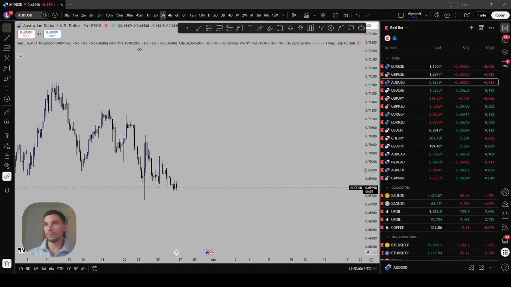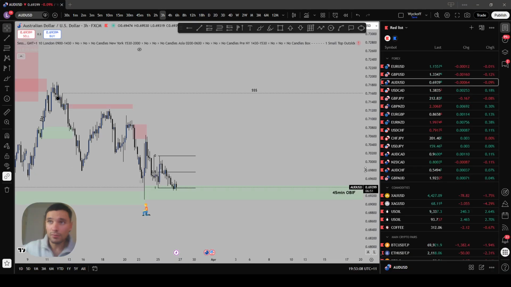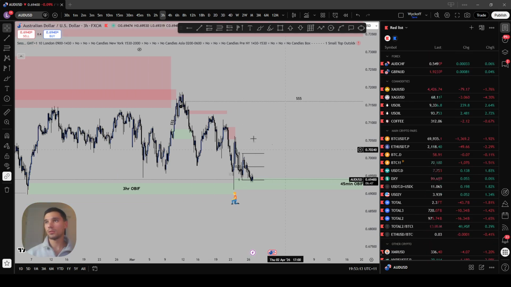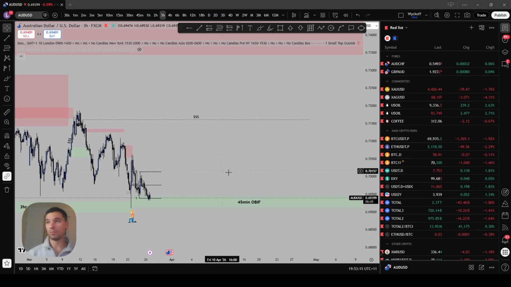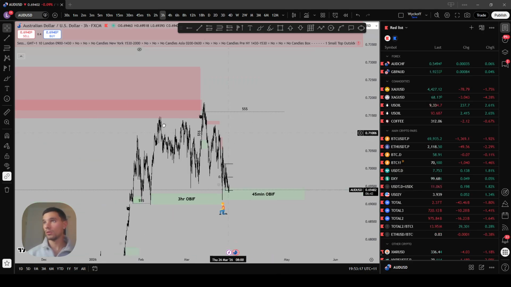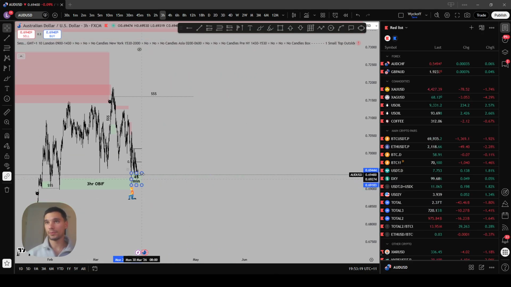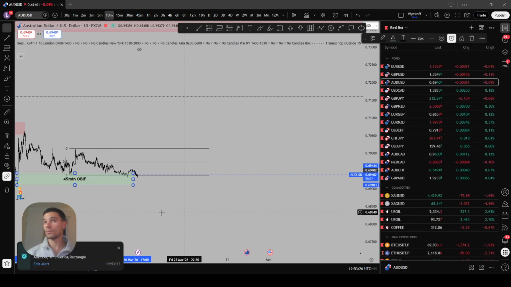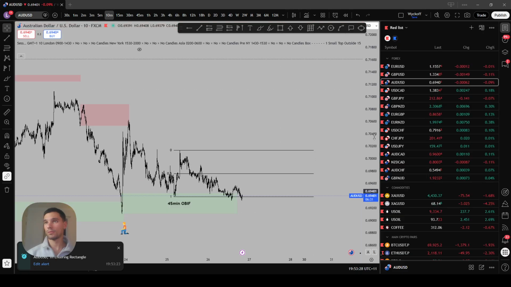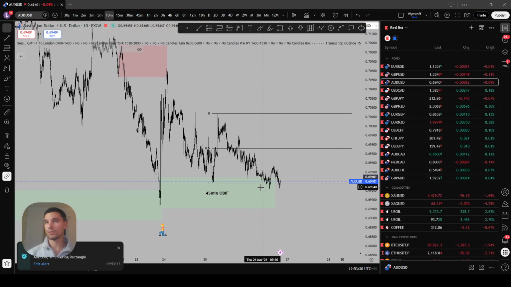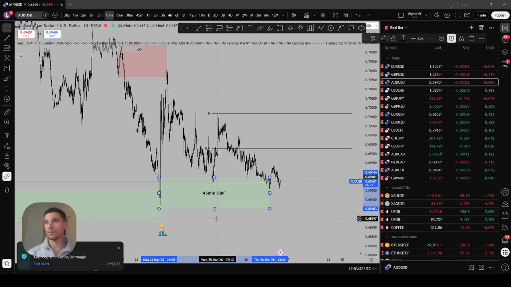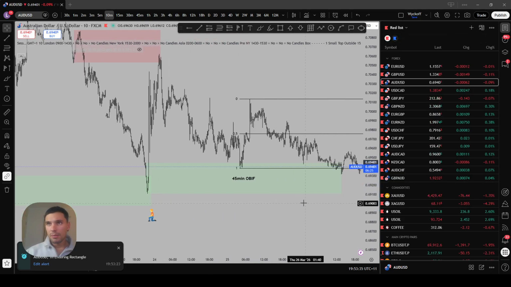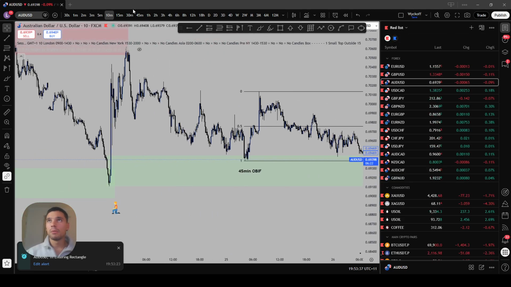AUD USD. Same thing here. It could be accumulating. Really nice return zone here. Beautiful. Really beautiful. Is there something more refined in here? Looks like there may be.